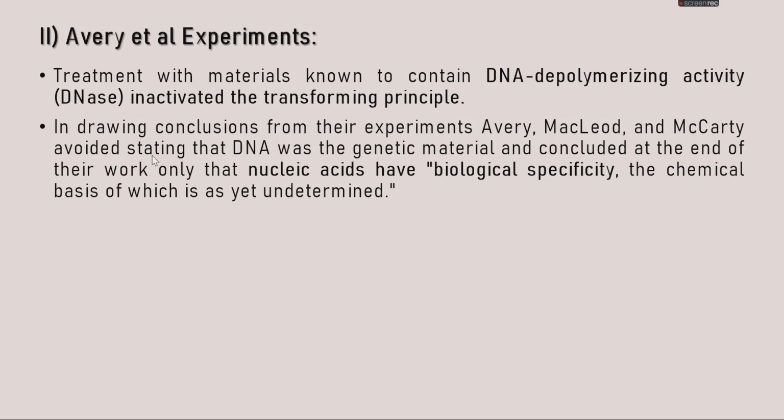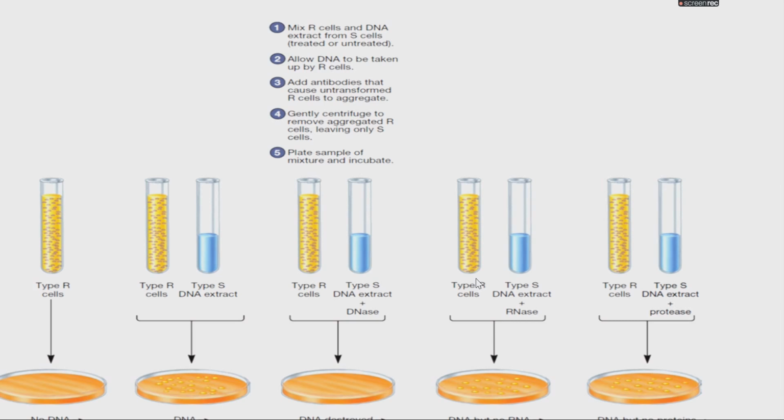They drew a conclusion by saying that the nucleic acid, that is the DNA, has the biological specificity, but the chemical nature of that transforming principle is yet to be determined. You can see here the same experiment where the R cell is mixed with DNA extract. When type R is allowed to grow on the medium alone, no transformation occurs. Type R cells with type S DNA extract, transformation occurred.